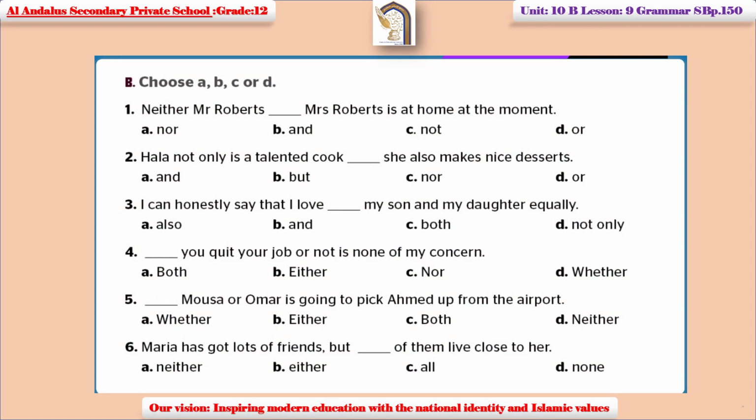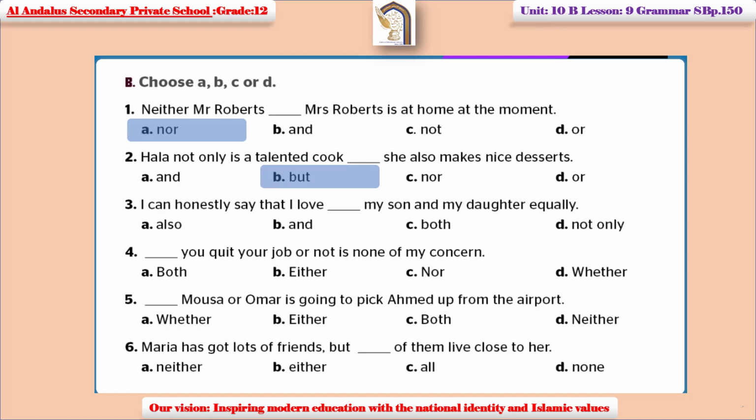This is our final task for today's lesson, which is exercise B on your workbook. We have got these sentences. Choose A, B, C, or D. Sentence 1. Neither Mr. Roberts, very good guess, nor Mrs. Roberts is at home at the moment. Sentence 2. Hala not only is a talented cook, amazing, but she also makes nice desserts.